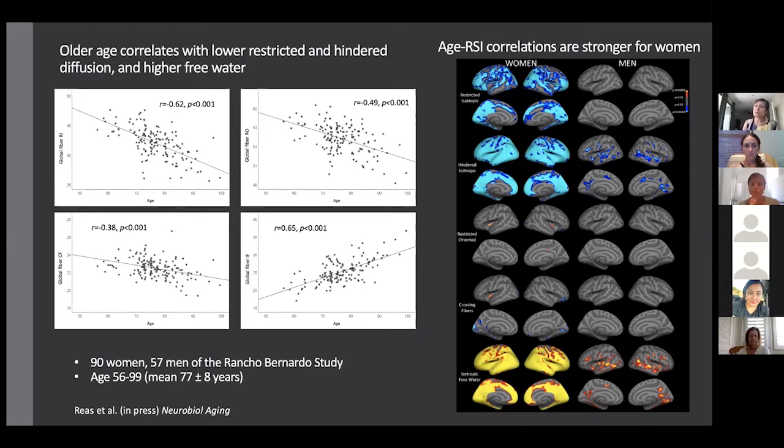Okay, so our next question was, all right, so we see these signs of microstructural injury, even in normal aging. Does that translate to cognitive impairment?